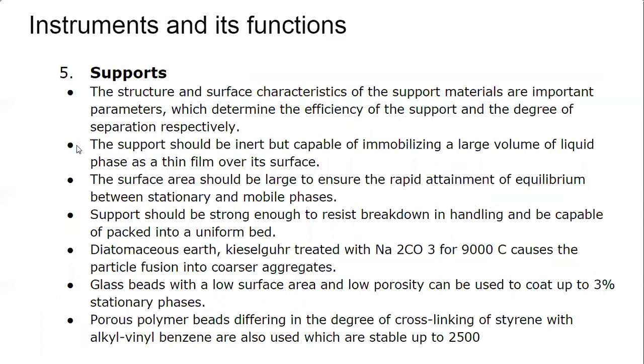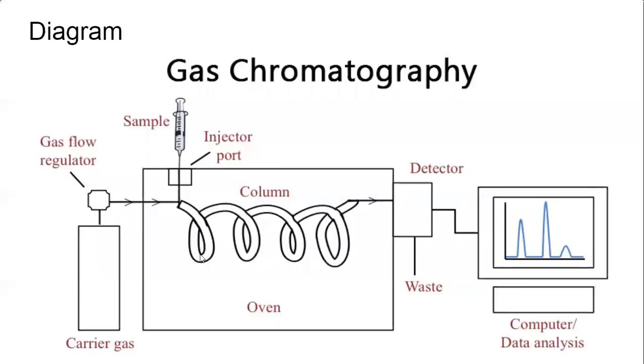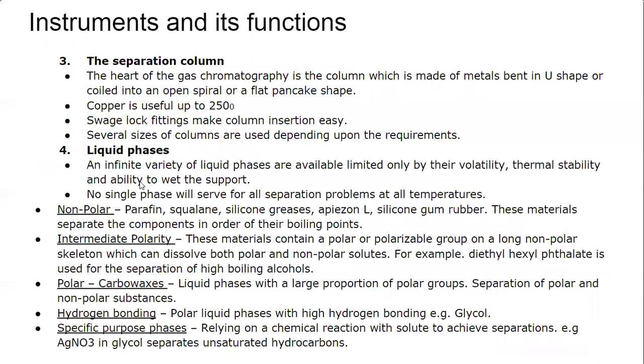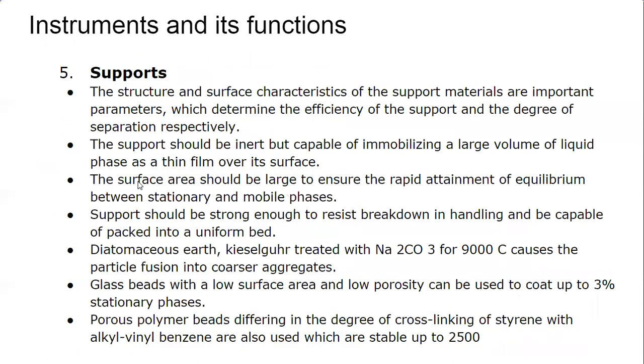Now supports. Directly, these columns cannot be filled with a thin liquid film. First they need to be coated with a support, and on that support we can apply a thin film layer in the case of a liquid stationary phase. So the liquid stationary phase cannot be directly incorporated in the column; it can be incorporated on the surface of supports. First the column should be filled with support, then only we are able to introduce our thin liquid film.